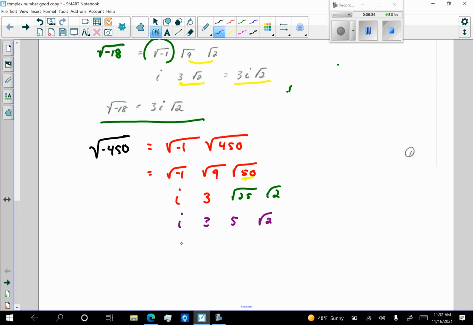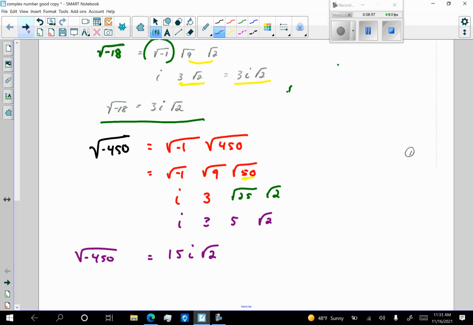So our final simplification is going to be 3 times 5, 15i. You always want to write the number in front of the i, square root of 2. So the square root of negative 450 is equal to 15i square root of 2.